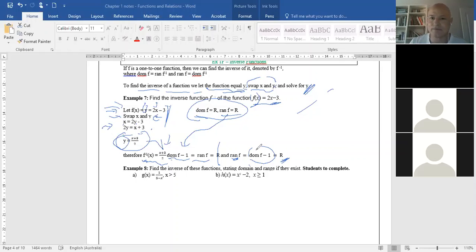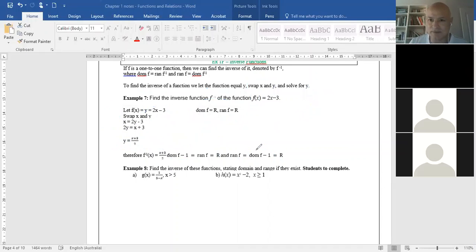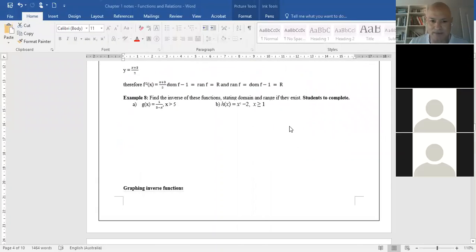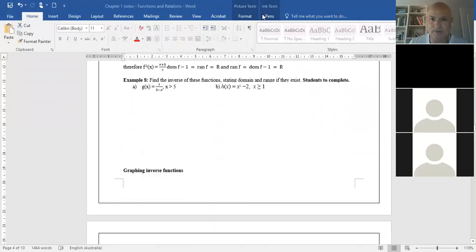Okay, let me just clear this. Example 8. Example 8 says, find the inverse of these functions. State the domain and range if they exist. So I've got you guys to do it. I should give you some time to do it, but I won't. 1 divided by g of x, which equals 1 divided by 5 minus x.